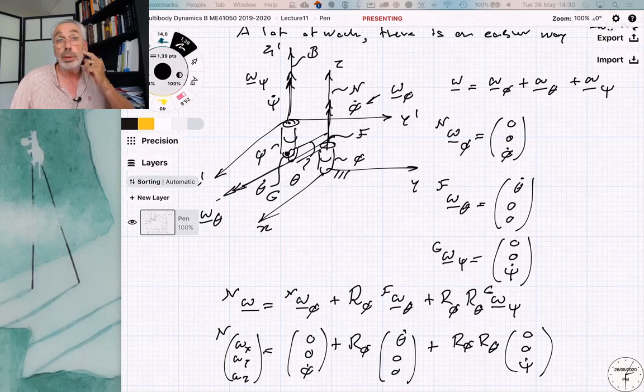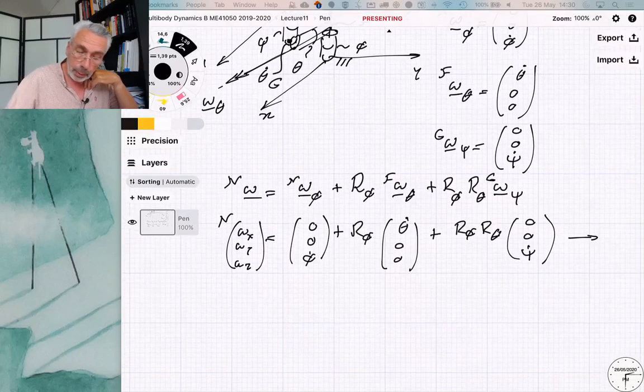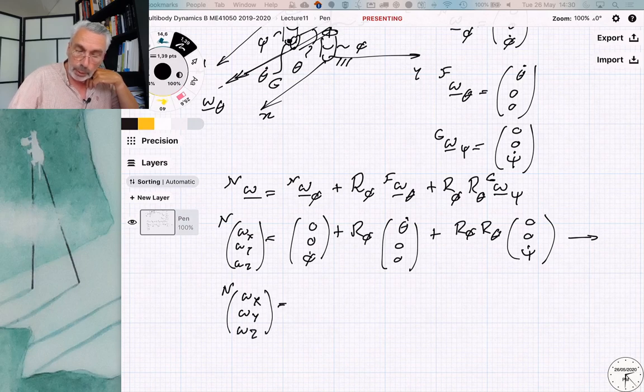And that seems a lot simpler than the derivation we first had with R dot R transpose. So we can expand that. And if we expand that, then what do we get? Well, on the left hand side, of course, we get the n omega x, omega y, omega z. Then we have 3 components, right? And then we get a matrix times 3 components.